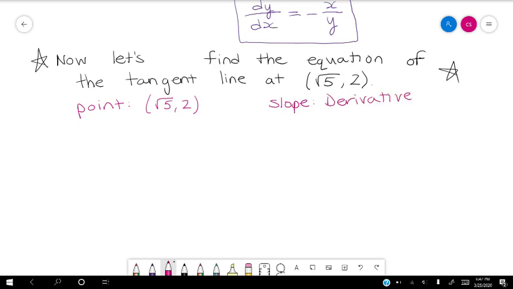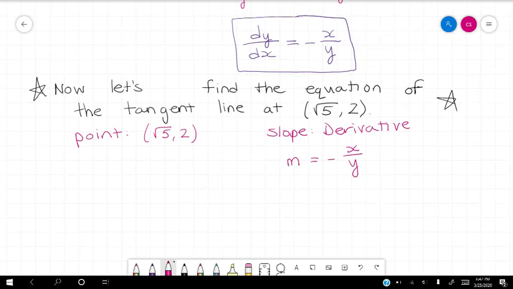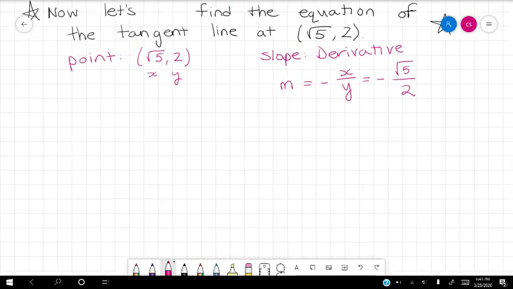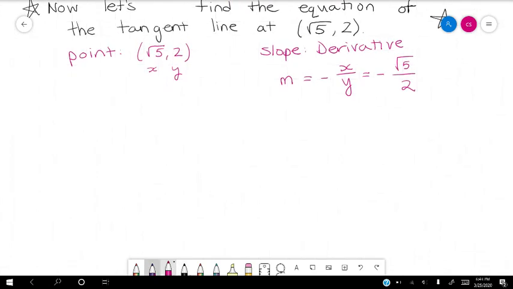And we know that the derivative is negative x over y. That's what we just found right here. Negative x over y. So let's see, we have x and y. X is root 5, and y is 2. So the slope is negative root 5 over 2. Okay, so we have everything we need.